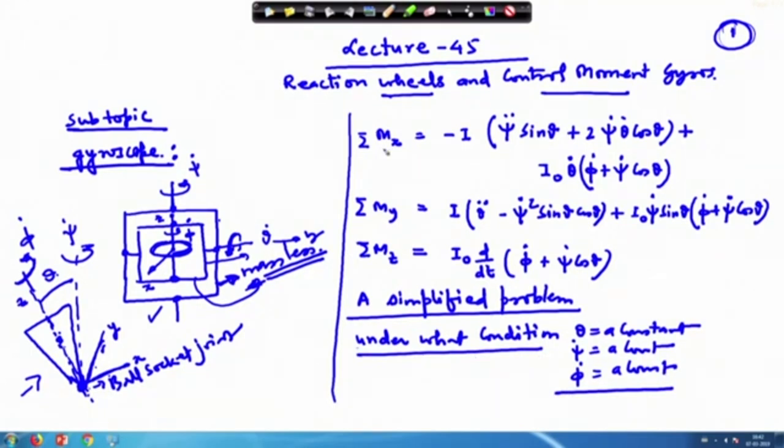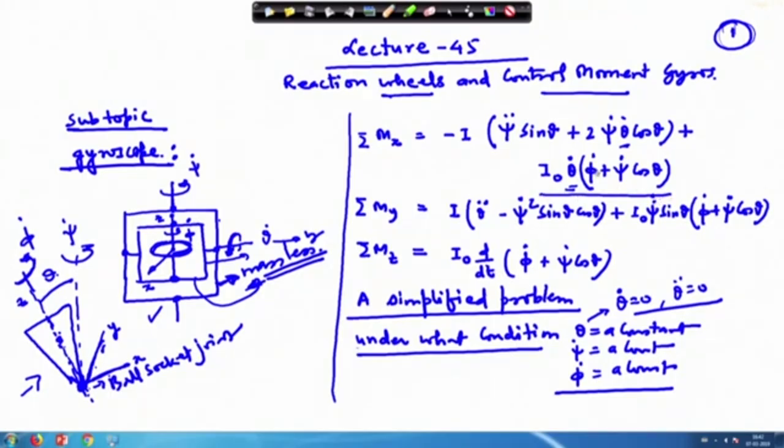If we look at the first equation, if theta is constant, this implies theta dot will be 0, and theta double dot will also be 0, because it is a constant all the time. You can see that theta dot is present here and theta dot is also present here. So, this term will drop out.